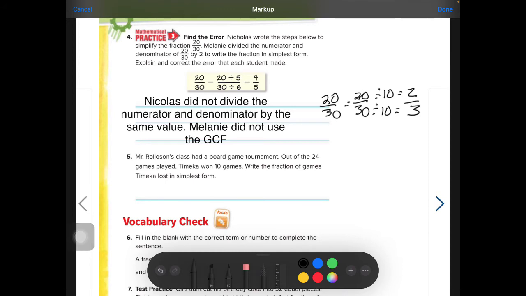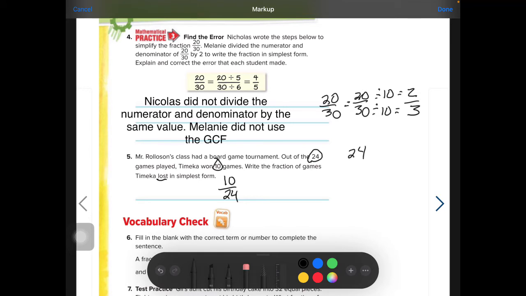Number 5, Mr. Rollison's class had a board game tournament. Out of the 24 games played, Tamika won 10. Write the fraction of games Tamika lost in simplest terms. This is a brain builder, so there's going to be at least 3 steps. So let's go ahead and look at this for a second. So she won 10 out of 24.